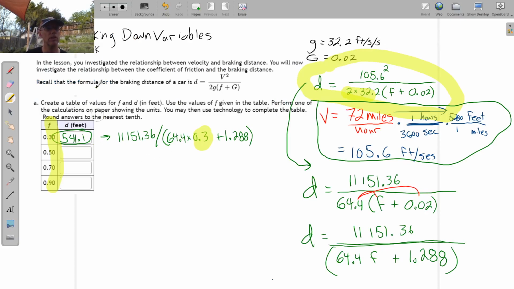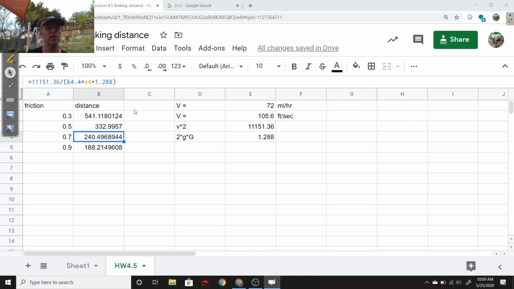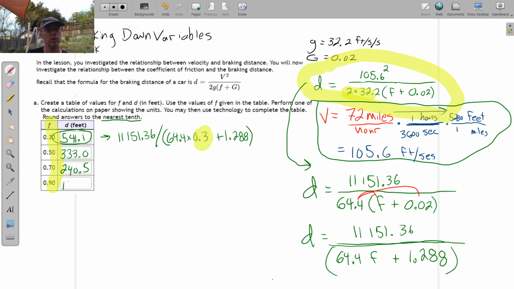So this one here is 333.0, and this one was 240.5 to the nearest tenth. And oh good, I read the instructions right. It did say to the nearest tenth. Sometimes I'm not good at reading the fine print. I don't know about you. And then when I plug in the 0.9, I get 188.2. There we go, 188.2. So just a couple of notes on what's going on here.